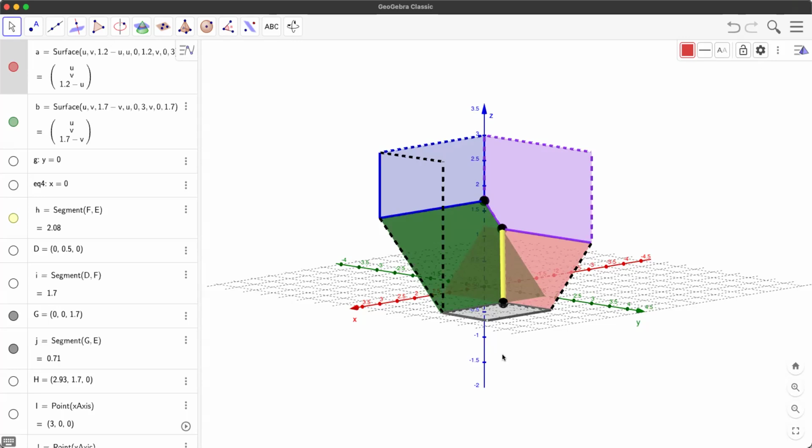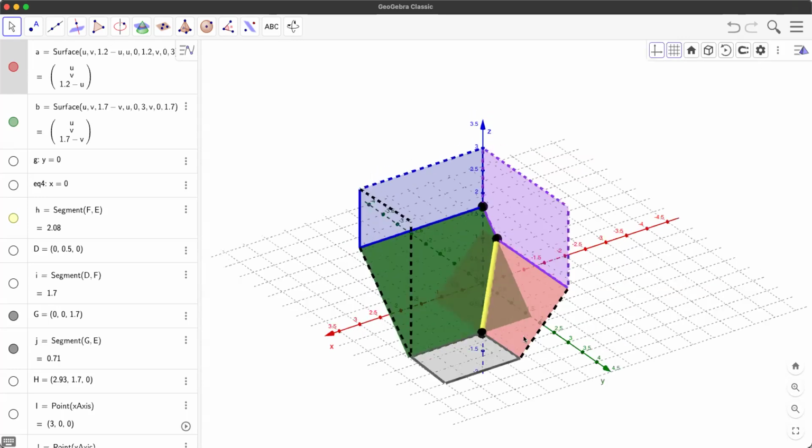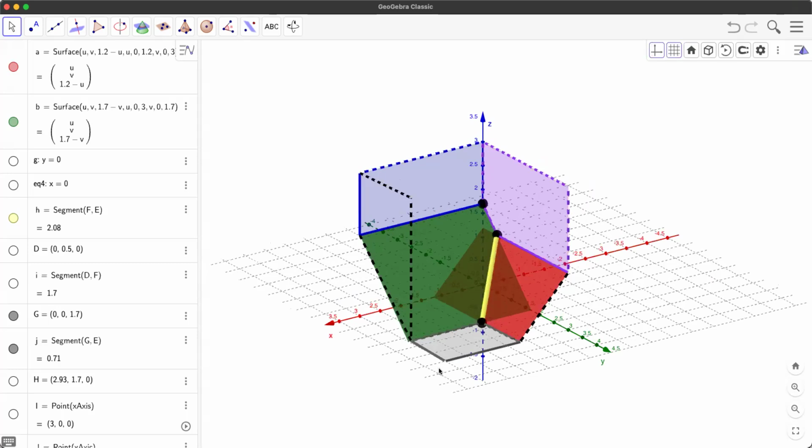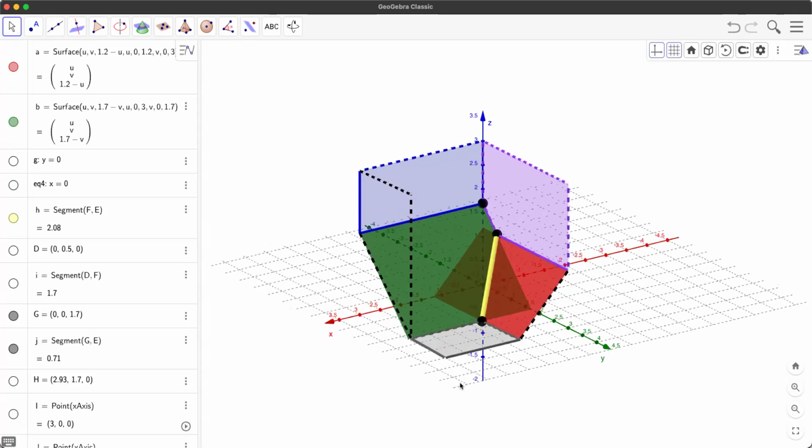And then these other regions that you see here correspond to setting x equals 0 or y equals 0 or z equals 0. So there are 5 pieces to this picture: blue, purple, red, green, and gray. So there are 5 colors. Each color corresponds to one of the equations, because there were 5 inequalities if you go back to the notes.